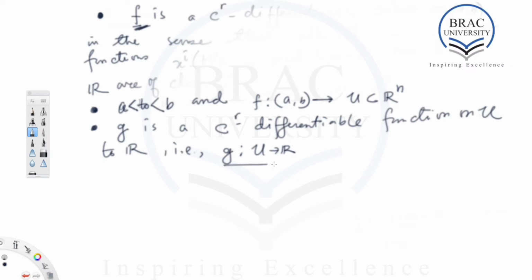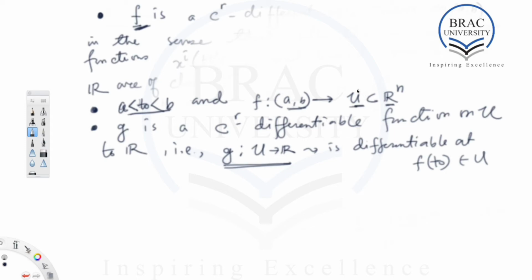And this G is taken to be differentiable at f(t0), which is in U, right? See that f is a function from AB to U, which is an open subset of R^n. So f(t0), where t0 belongs to this interval, is of course in U. And the function G is taken to be differentiable at this point f(t0). This is important.